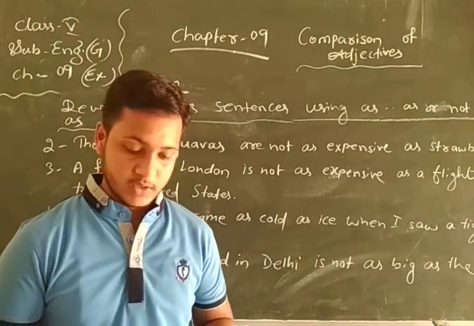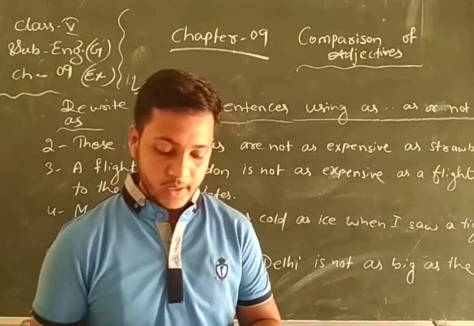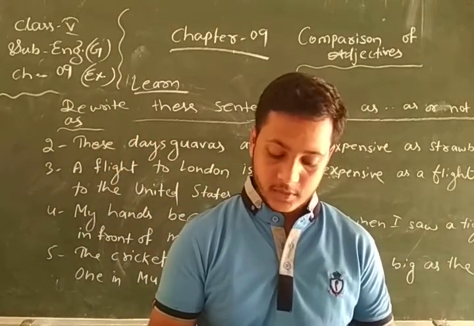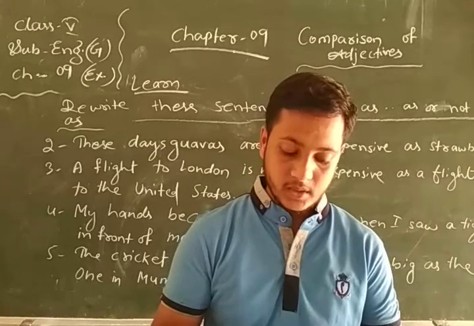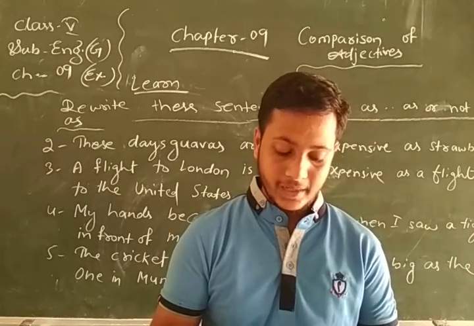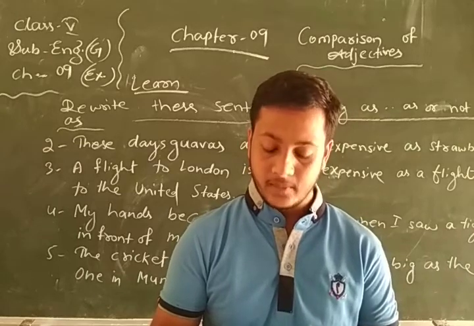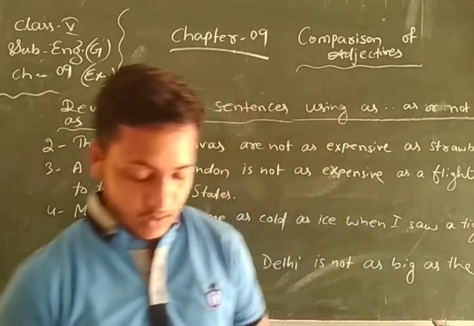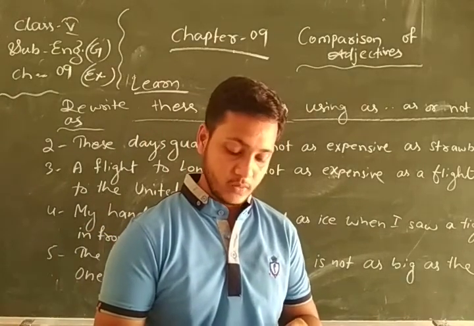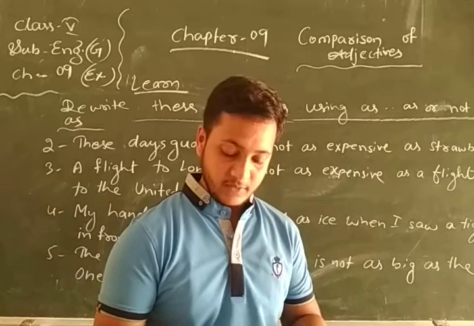So see page number 62, learning section. Rewrite these sentences using as or not as. One has been done for you, that is: a stormy sea is worse than a storm on land. A storm on land is not as bad as a storm at sea. So see question number 2: these days strawberries are more expensive than guavas.